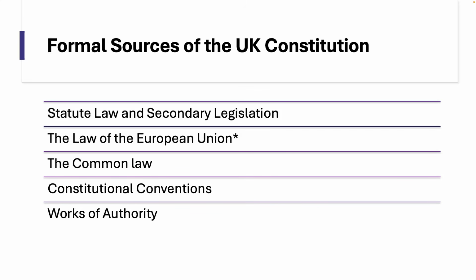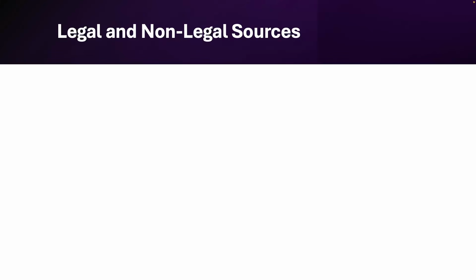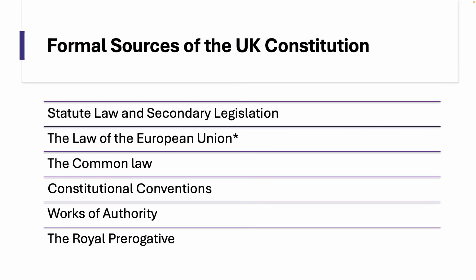And then the last two are firstly works of authority, so clear authoritative works that guide ministers, that guide politicians, MPs, that guide judges in various different directions, and also the royal aspects of the UK's constitution, given the fact that we are, of course, a constitutional monarchy, which is therefore the royal prerogative as exercised through the executive branch, through the government. So those are the formal sources of the UK's constitution.